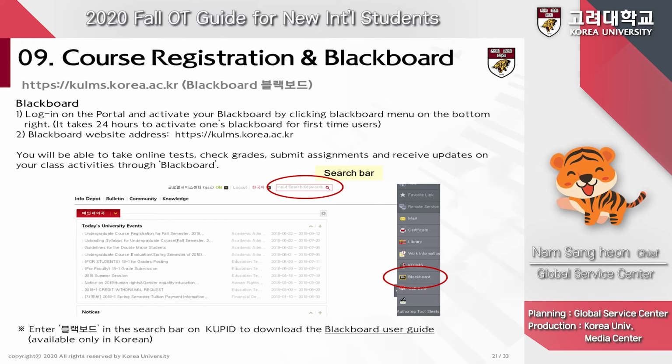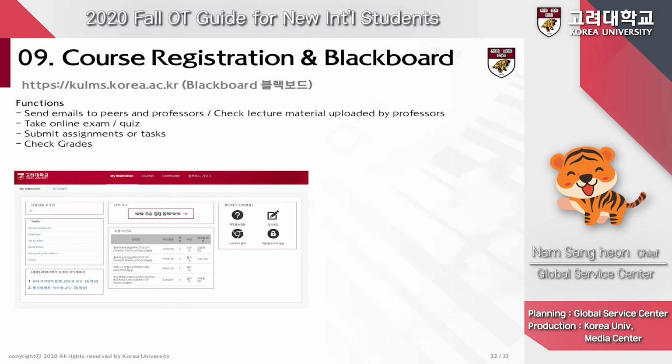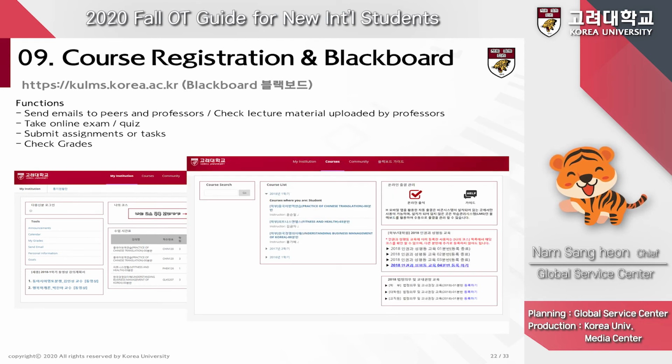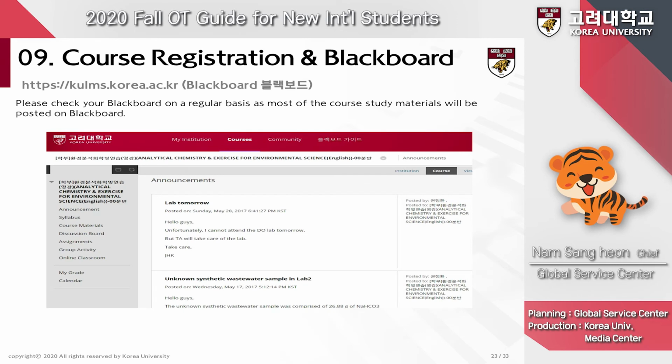You can log into the portal or KUPID, and you will find the shortcut menu for Blackboard on the bottom right as the image shows. Click on the shortcut menu to activate it. Here are some of the functions of Blackboard. You can send emails to your peers and professors, check timetables and grades, submit your assignments and projects and more. You can also check your course materials uploaded by your professors on Blackboard.